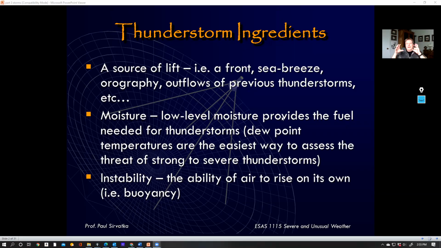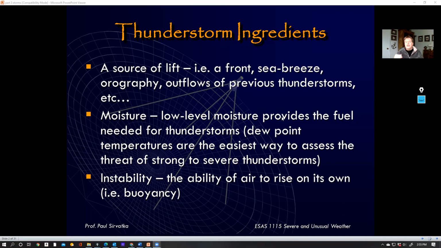Now, lift is a dynamic process, meaning I'm lifting the air. In class, I always said, I lift the box. But in the atmosphere, the air is forced to go up. It's forced to ascend. It has to do that. So you might have a front, like a cold front or a warm front, or maybe a dry line, a sea breeze circulation, orography, meaning mountains, topography. So if it's going uphill, maybe an outflow boundary from a previous thunderstorm or even an ongoing thunderstorm, but we need something to initially get the air to go up.